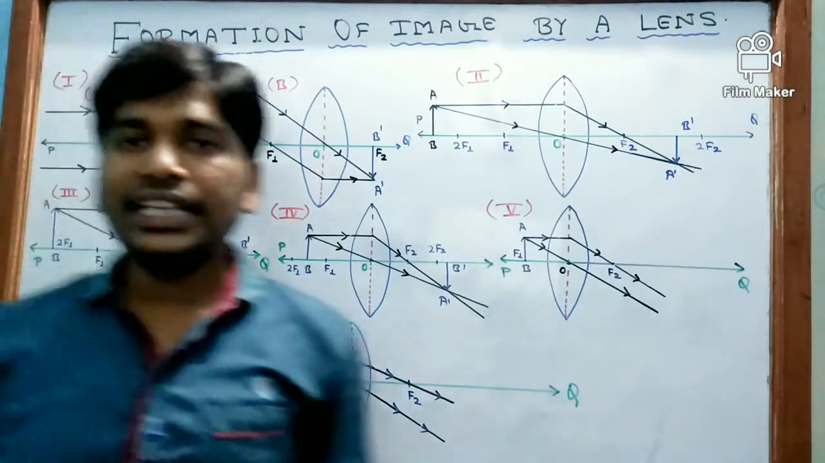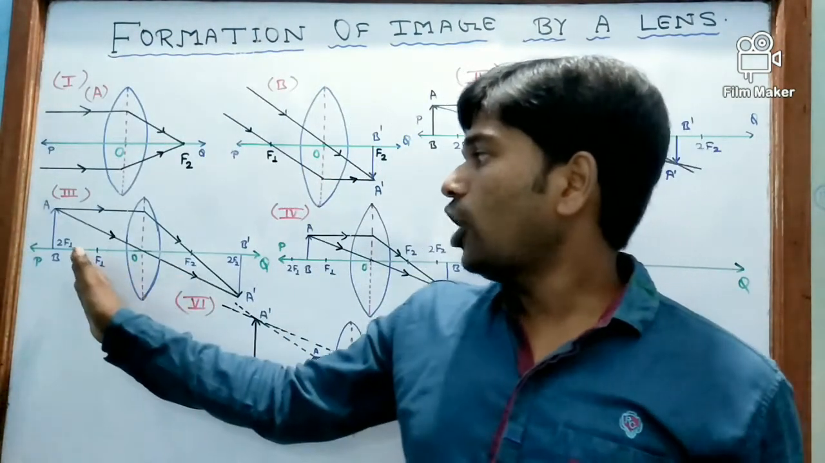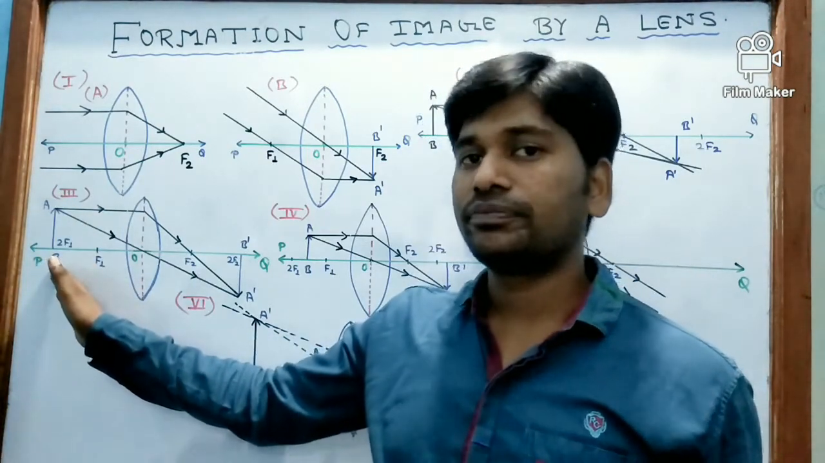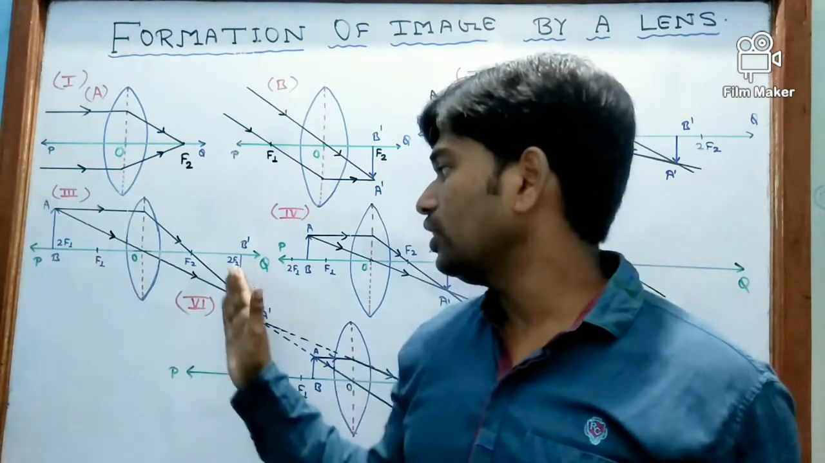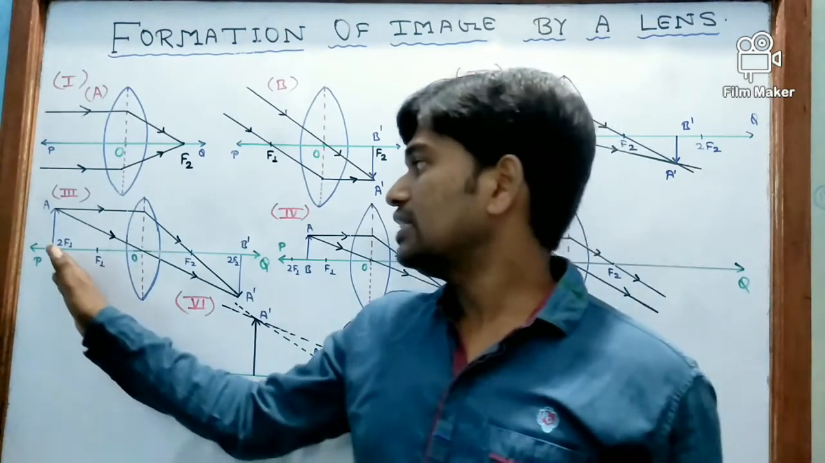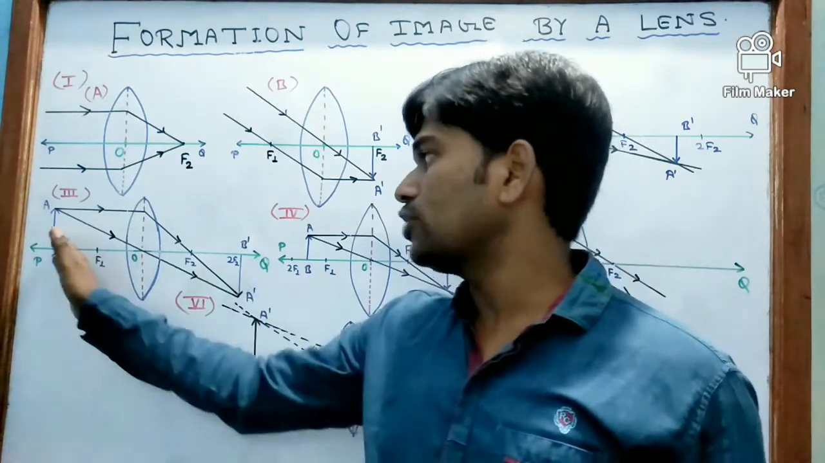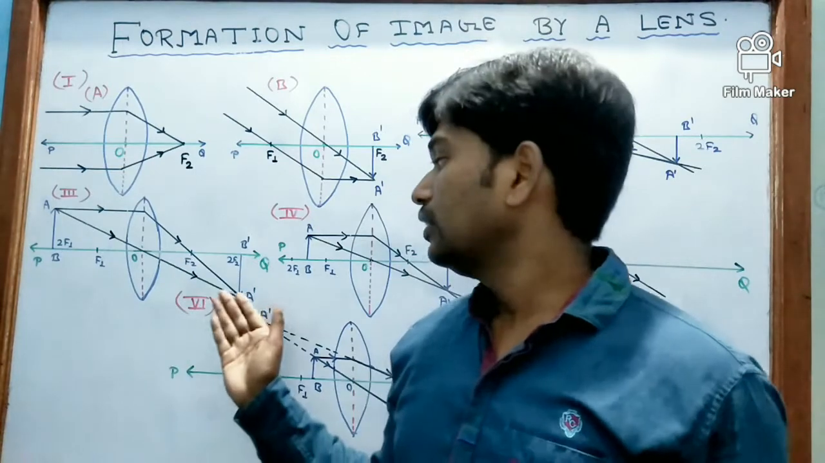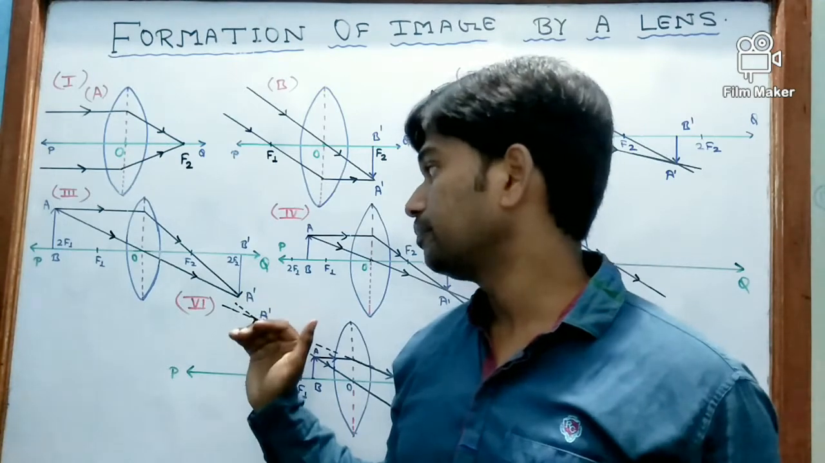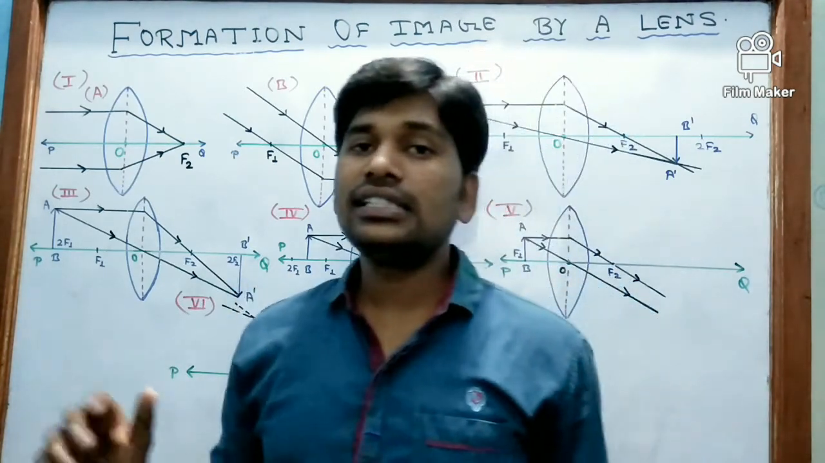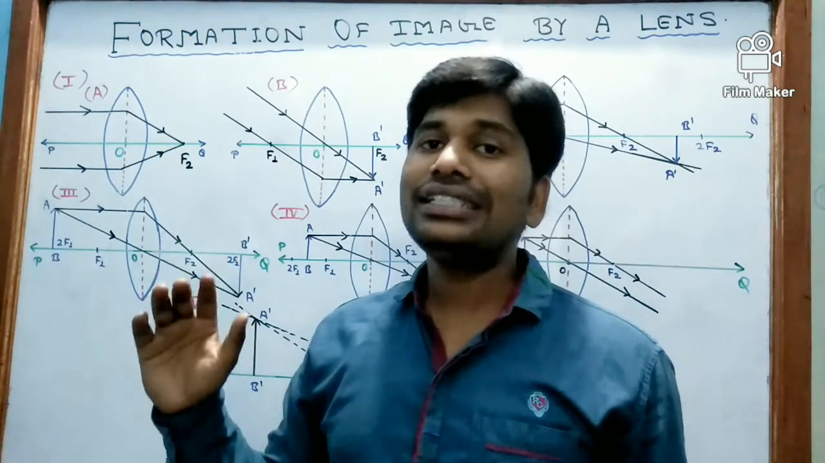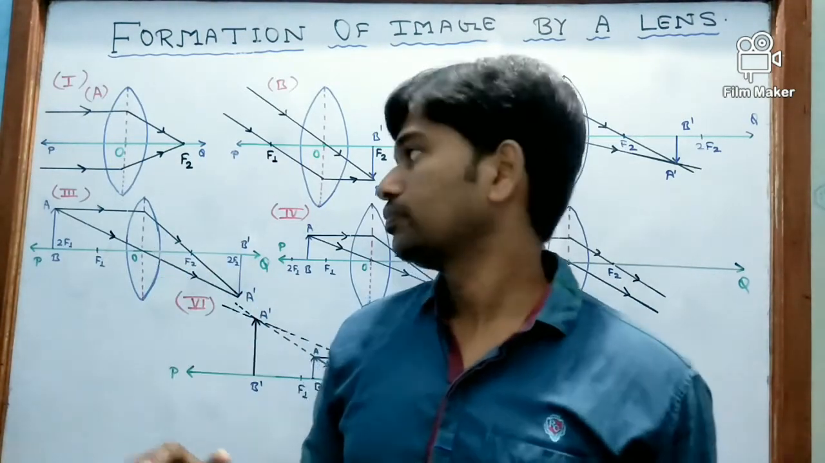Next one, third, we can see when the object is placed at the center of curvature, the image is formed on the other side of the lens at the center of curvature. The size of the image is equal to the size of the object. The nature of the image is real and inverted. In this manner, the convex lens is used in a terrestrial telescope.